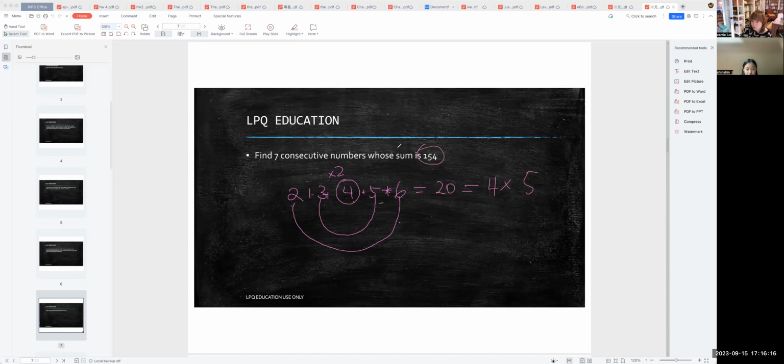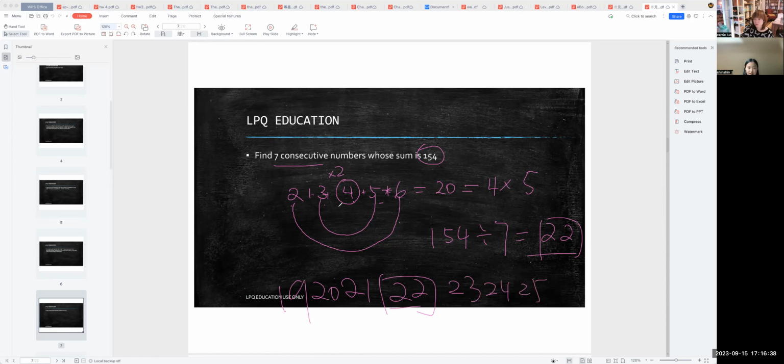Okay, so for this question, if they want you to find out the middle number, all I need to do is 154 divided by 7 equals 22. So 22 is the middle number. And if they want you to find out the 7 numbers, it's just 19, 20, 21, 22, 23, 24, and 25. Yes. Okay. But this method only applies when the number of the numbers is odd. If it is even, you cannot use this one.